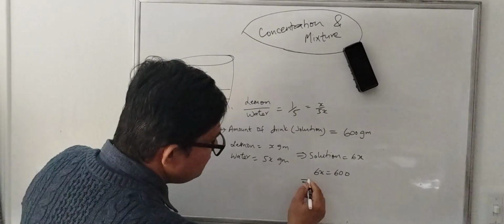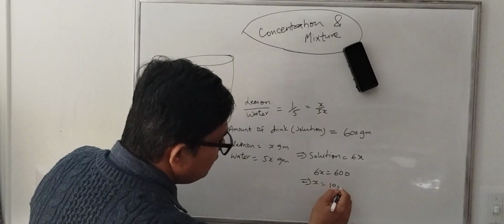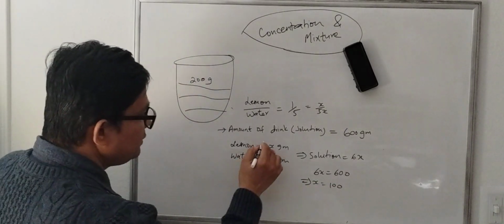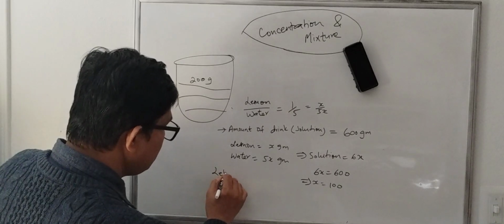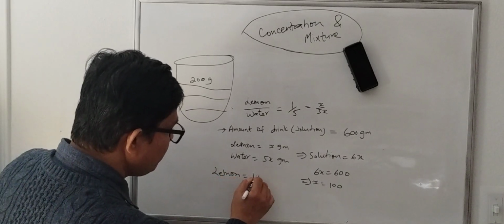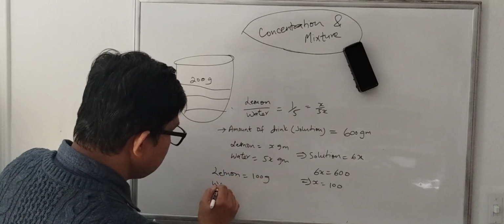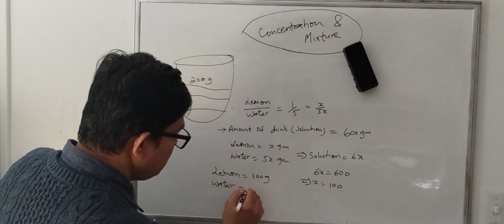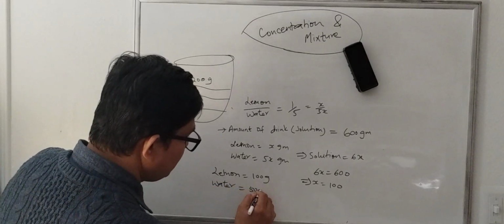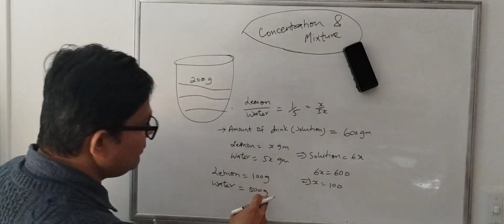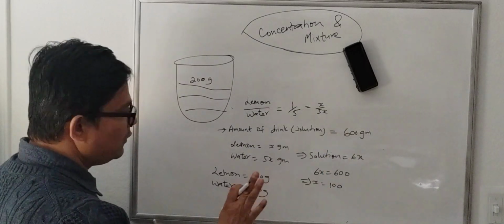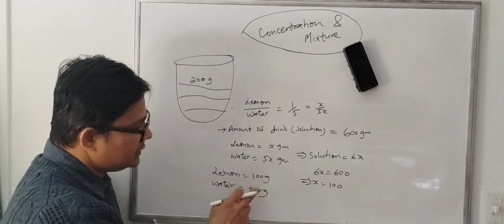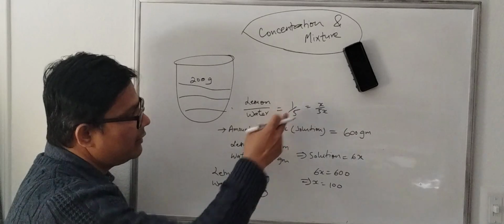Okay, which means x is 100. Now x is 100, that means lemon is 100 gram and water is 5x, which is 500 gram. See, now you add them, it becomes 600 gram. You got the lemon juice of 600 gram, and the ratio is 1/5.